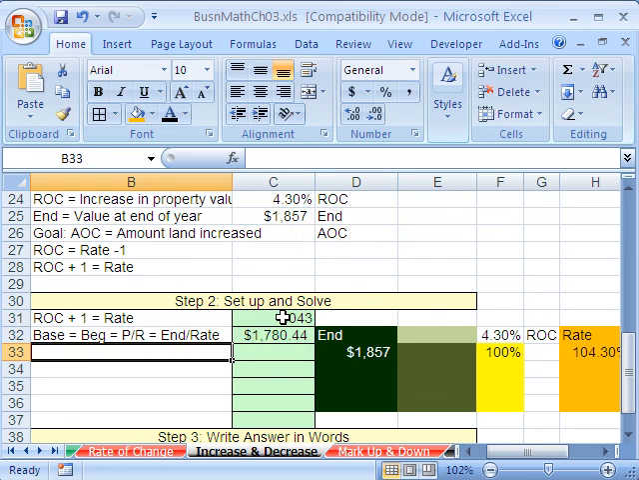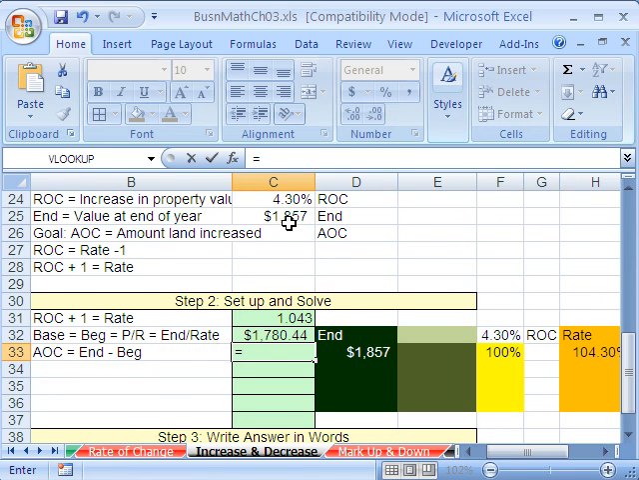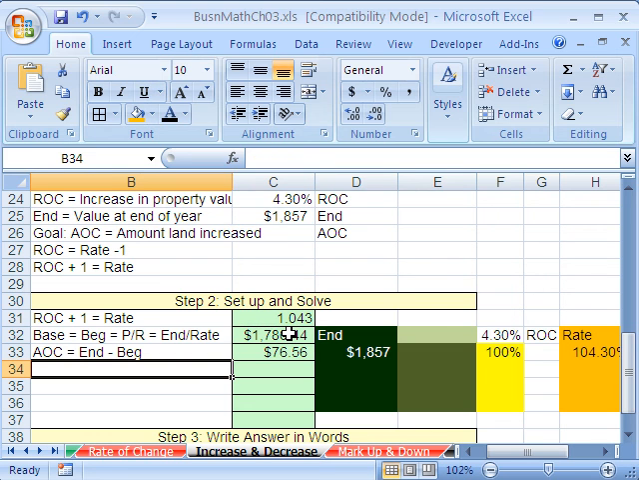And what do we get? $1,780.44. Oh, but that's the begin amount. There's still one step left, and that is the amount of the change. Well, if you know where you ended up and where you started, the amount of change will equal our end minus our begin. So we'll say equals our end minus our begin. There it is, 76.56. Ding, ding, ding. That's not the right answer.